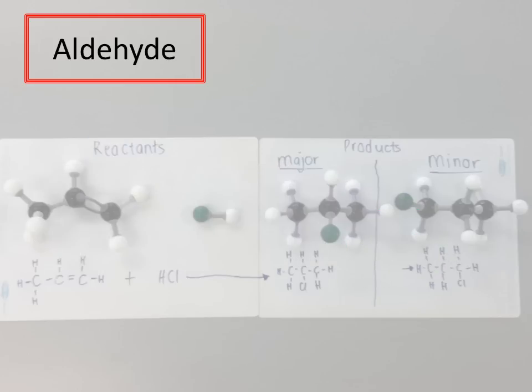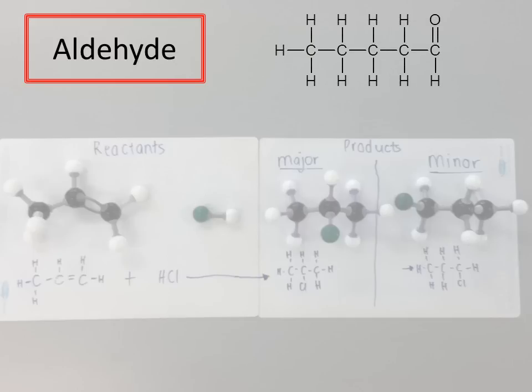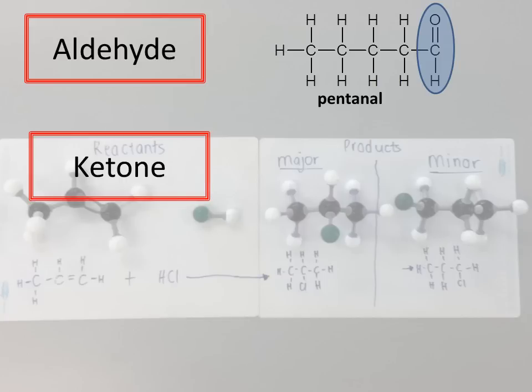Aldehydes. Here it is. This has this functional group, a C double bond O with an H. Just learn to recognise that it could just have an H coming off the end here, or it could just be written CHO. Aldehydes have the ending -anal, so this is pentanal.